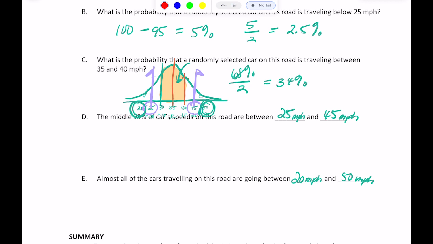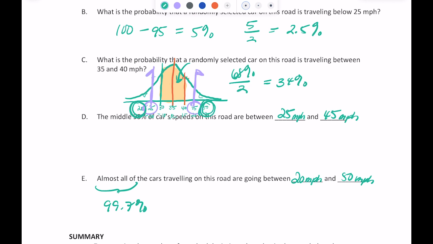So mostly everybody, 99.7%, are traveling between 20 miles per hour and 50 miles per hour. The reason we can't say 100% is because remember, the whole curve represents 100%.